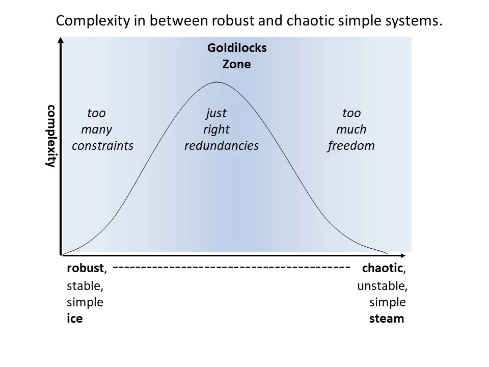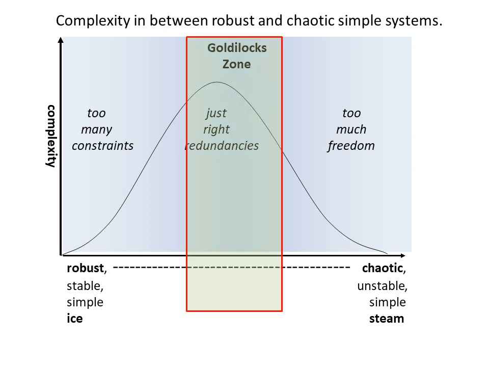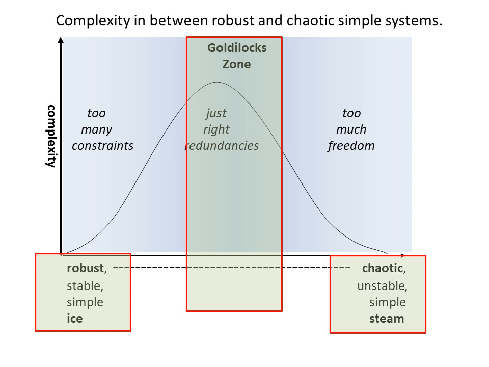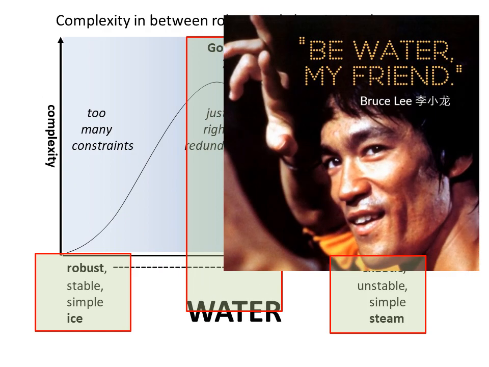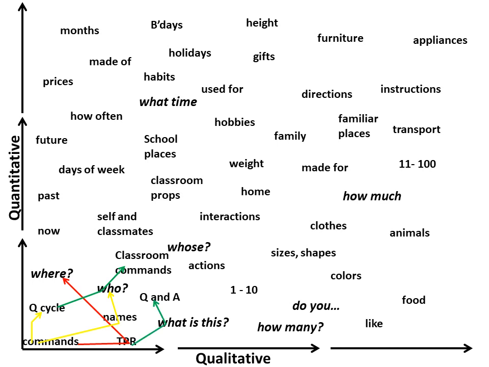Here, complexity is presented as slightly more complicated, as a just right region between simple but stable and simple but unstable. It's a region where negative and positive feedback produce a dynamic equilibrium. For example, ice is too stable, vapor too unstable, but water, hey, water is life. Be like water.